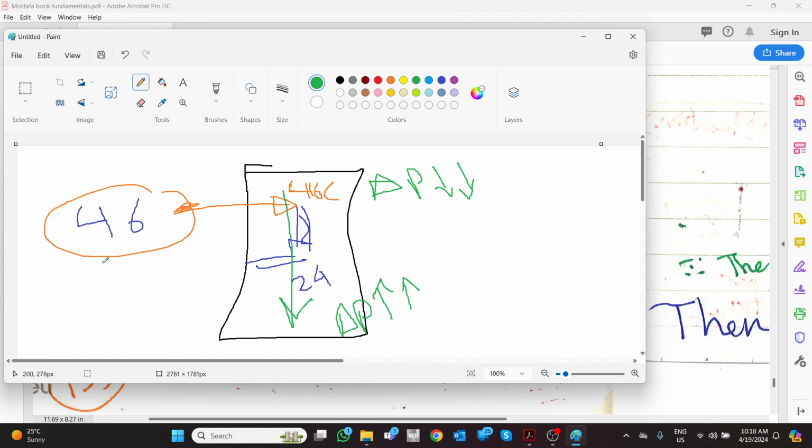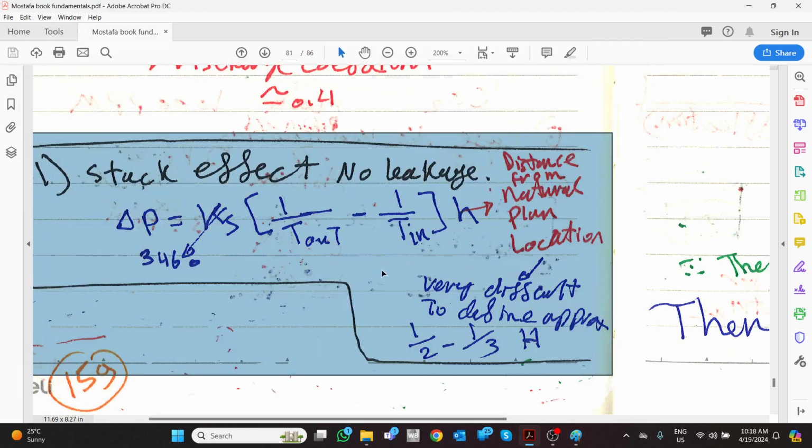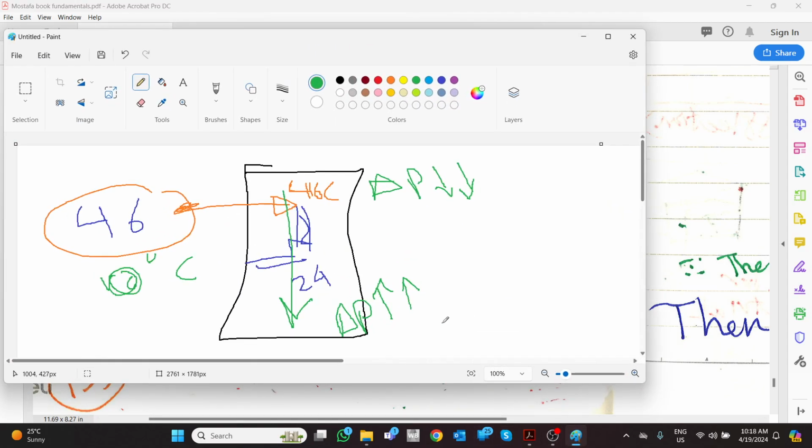And in the opposite case, if you have 0 Celsius outside in winter and 24 inside, it will be the opposite. So how do we calculate or deal with this?